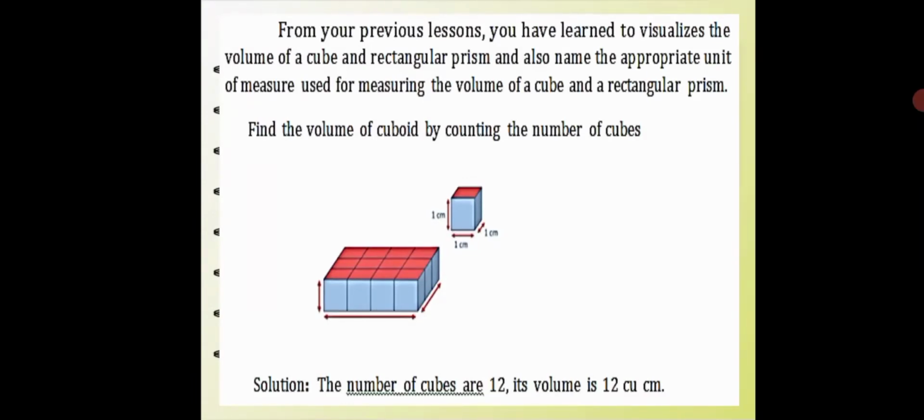In our previous lessons, you have learned to visualize the volume of a cube and rectangular prism and also name the appropriate unit of measure used for measuring the volume of a cube and a rectangular prism. In this example, we are going to find the volume of a cuboid by counting the number of cubes. In our solution, the number of cubes is 12. Its volume is 12 cubic centimeters.